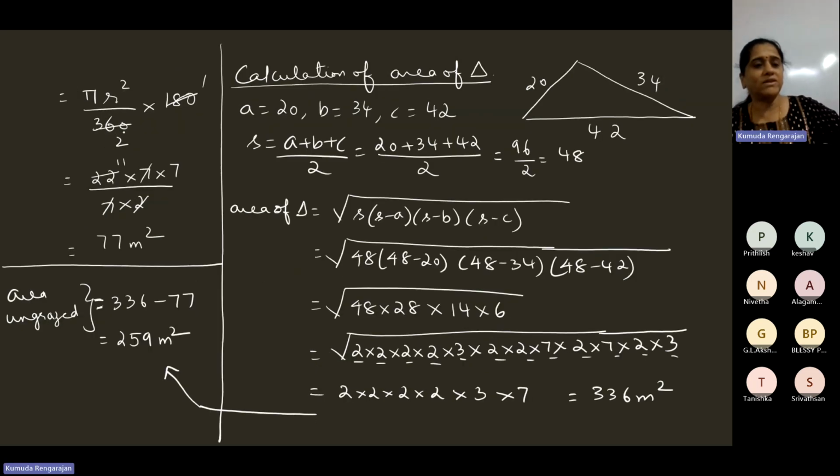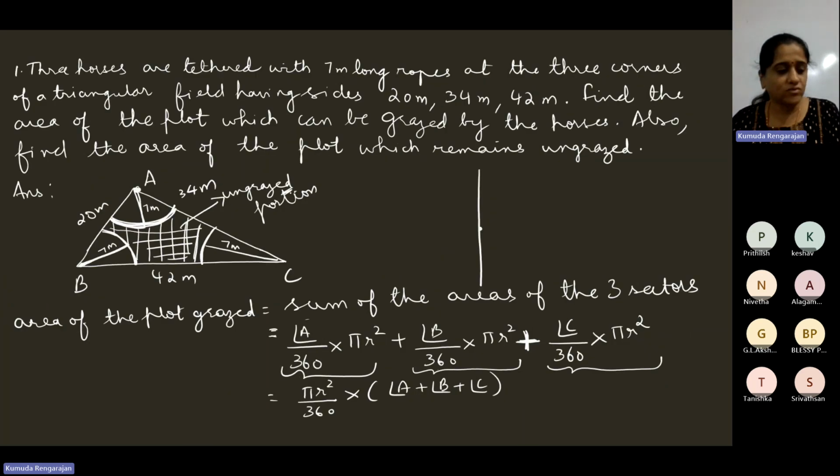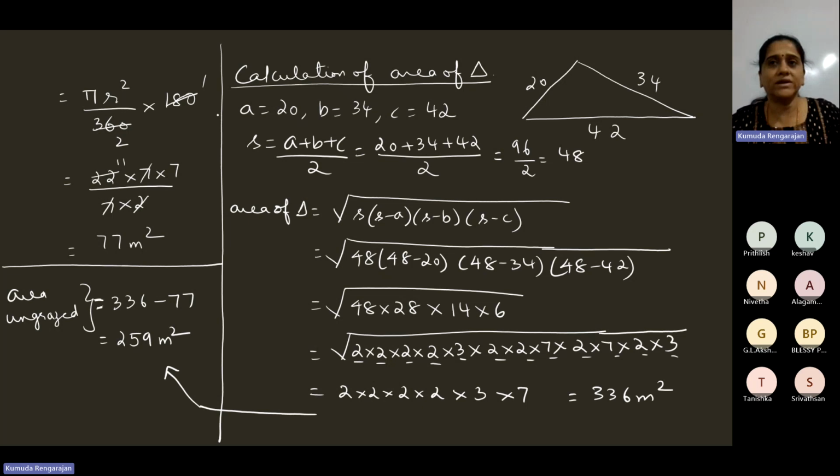So pi r square by 360 into 180. Ones are twos are. So pi r square by 2. What is pi? 22 by 7. R is 7. So r square is 7 into 7, and the 2 which is in the denominator. So that simplifies to 77 meters square. So this is the sum of the areas of the 3 sectors, which is the area that is grazed by the 3 horses.